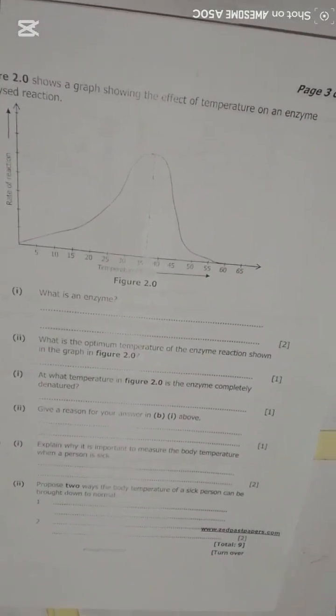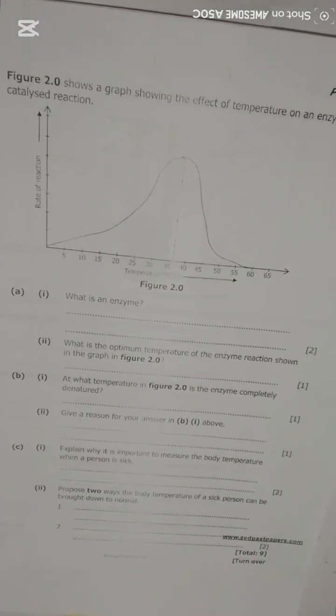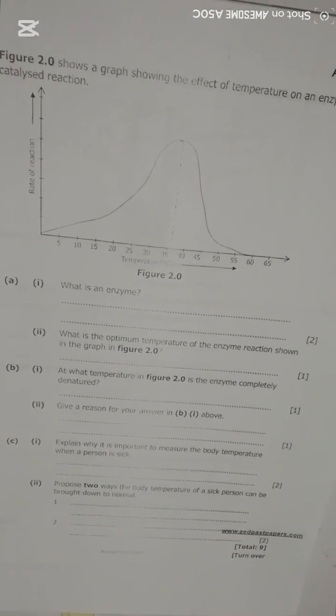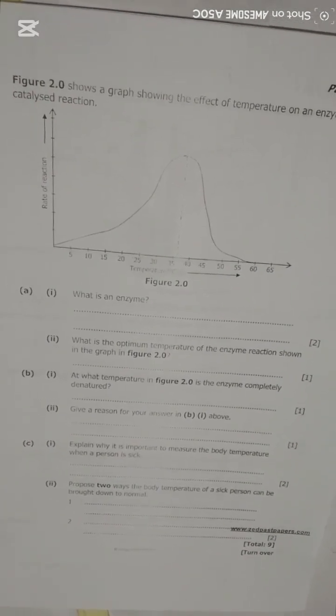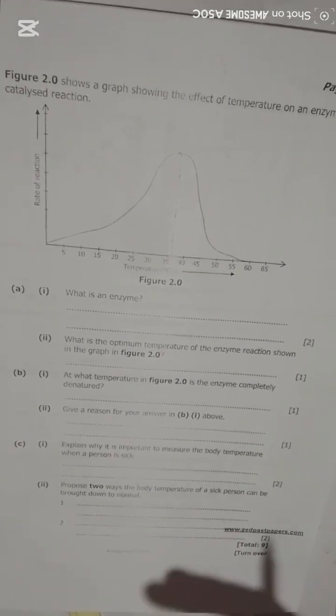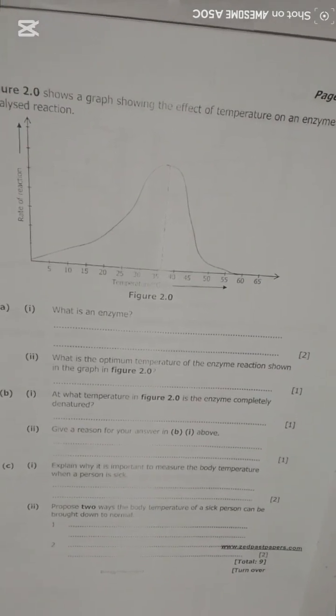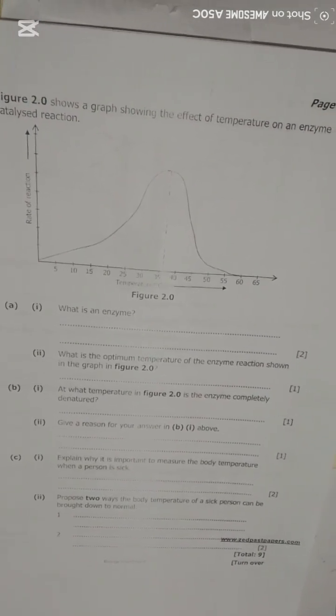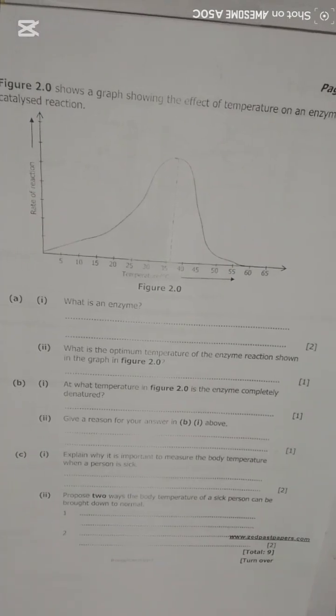We move on to question number 2, which is based on enzymes, and it starts with a question on what is an enzyme. So we know to say that an enzyme is a biological catalyst. Now, in this case, we've been given 2 marks, and we can't get 2 marks from saying an enzyme is a biological catalyst.